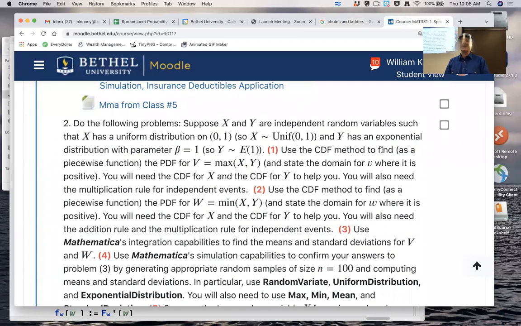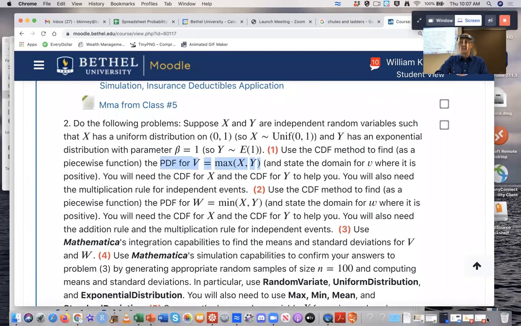So x and y are independent random variables where x was uniform on the interval from 0 to 1 and y was exponential with parameter beta equals 1. And beta would be the mean. So the mean of y is 1. Use the CDF method to find the PDF for the maximum of x and y. And it's tricky, it's piecewise. Got to think carefully.